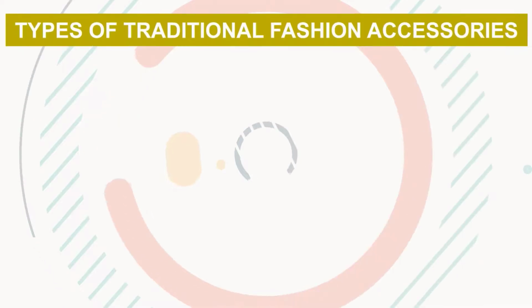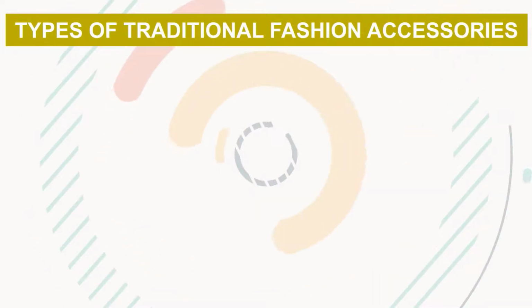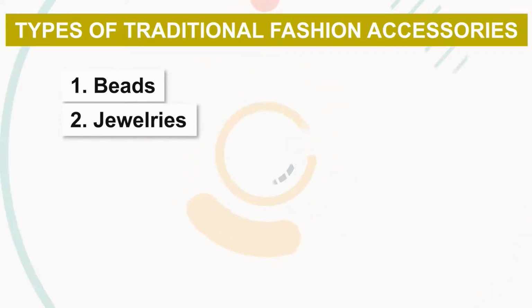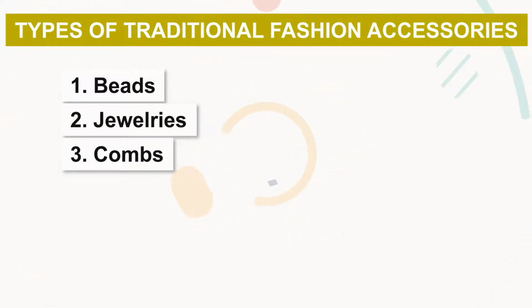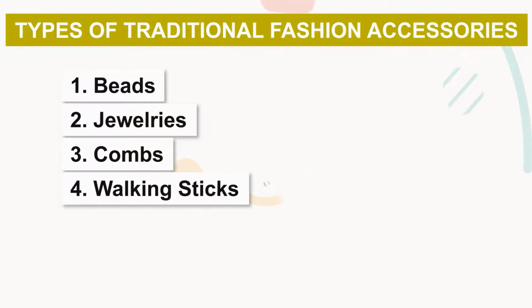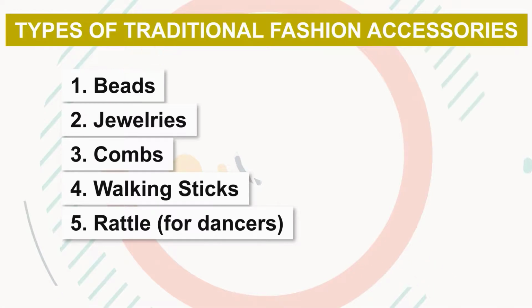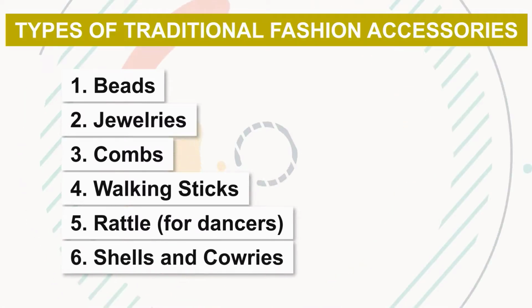Types of traditional fashion accessories. Number 1, beads. Number 2, jewelries. Number 3, combs. Number 4, walking sticks. Number 5, rattle for dancers. And number 6, shells and cowries.